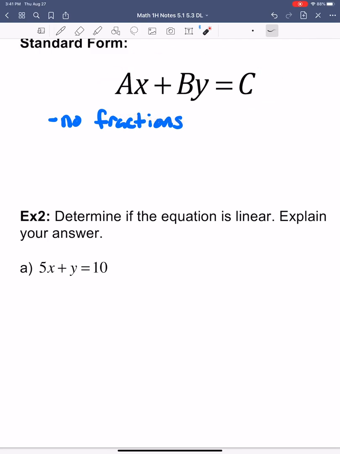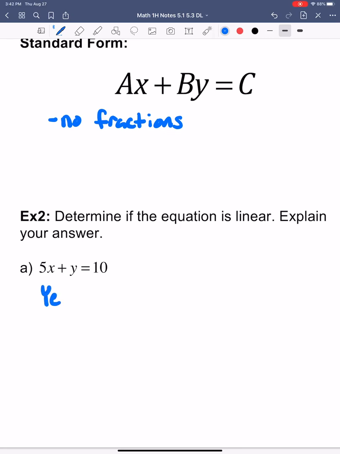So for this problem here, right, we look at it, it says determine if it's linear. Well, we have x and we have y on the same side. We have no fractions, right? And so we can see that our largest exponent here is 1, right? Remember, if there's no exponent, that's like an imaginary 1 there. Okay, so in this case, we don't really have to do any work. It's in standard form already for us, and so we're good to go. So it says explain your answer.